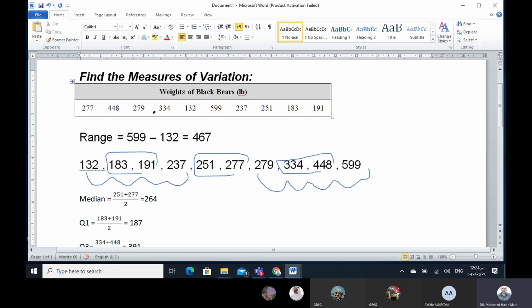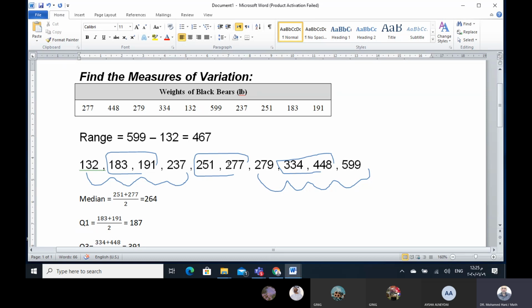Then rearrange the data. Order the data from the smallest number to the biggest number to find the median, the first quartile and the third quartile. The number of data here is 10. 10 is even, so to find the median, take the 2 numbers in the middle and find the mean of the 2 numbers. The answer will be 264.